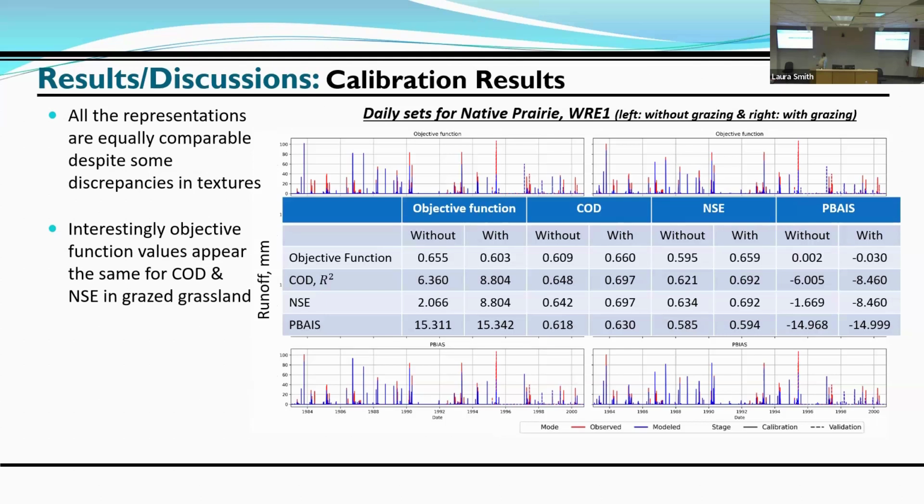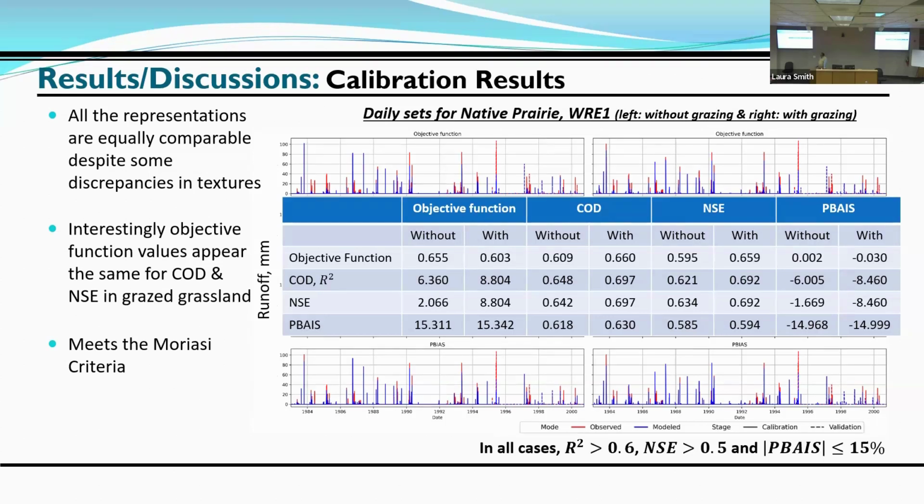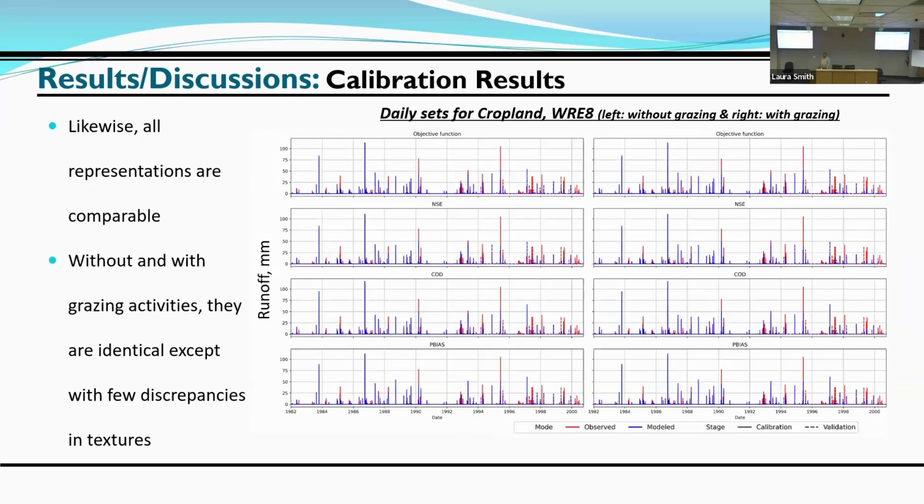However, all six meet the monastic criteria: R square, which is the coefficient of determination, greater than 0.6, Nash-Sutcliffe efficiency greater than 0.5, and percent bias absolute value less than or equal to 15%. And this multiple solution says that there is a non-unique solution for hydrological processes or the runoff process. As expected, the runoff representation at daily scale in WRE8 is also equally comparable.